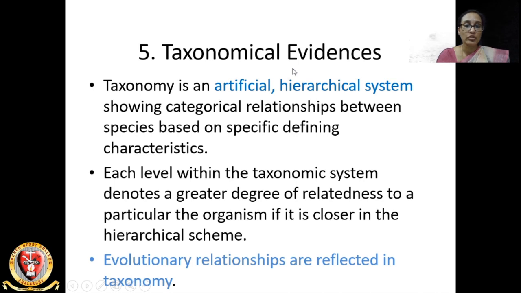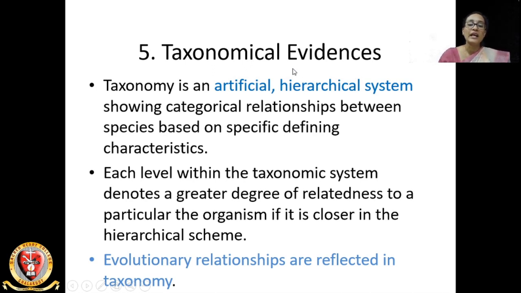Finally, we go on to taxonomical evidences. Now, taxonomy is the way of arranging the different organisms into different phyla, classes, orders, etc. Taxonomy is an artificial hierarchical system showing the categorical relationships between the species, and this is based on certain predefined characters. Each level in the taxonomic system denotes a greater degree of relatedness to a particular organism if it is closer in the hierarchical scheme. So organisms belonging to the same family are more similar. The organisms belonging to the same order are less similar than those in the same family, etc.